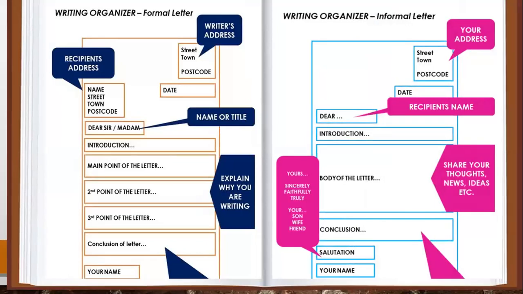Before doing the first activity, let's revise our information about the two types of letters that you have read in your student book. The first one was a formal letter that was written by Tasha Sims to Professor Burns. Here we have Tasha's address on the top right and Professor Burns' address on the top left. Under her address we have the date. Under his address we have the greeting. She wrote, Dear Professor Burns, so she used his title, Professor.